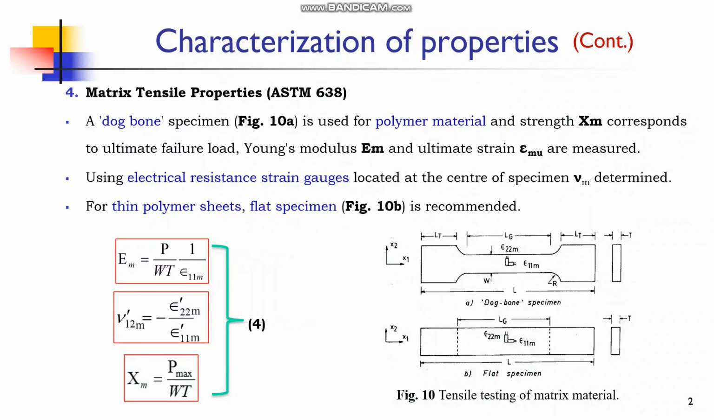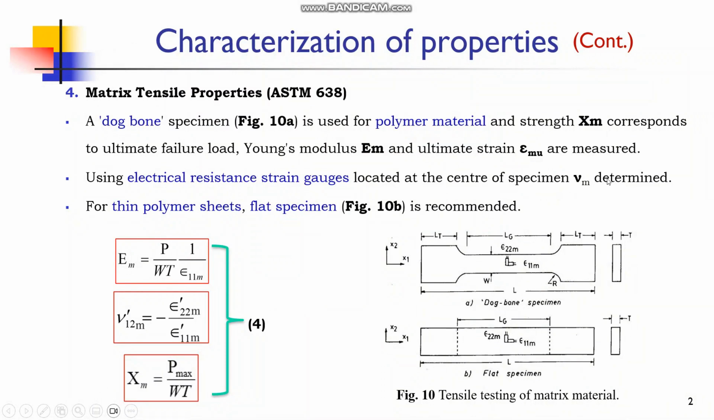The test is carried out as per ASTM D638 standard. Usually a dog bone specimen is used for performing the tensile test. The major parameters determined from this test are strength Xm, Young's modulus Em, and ultimate strain epsilon mu. Here, all these m subscripts indicate the property is related to the matrix.